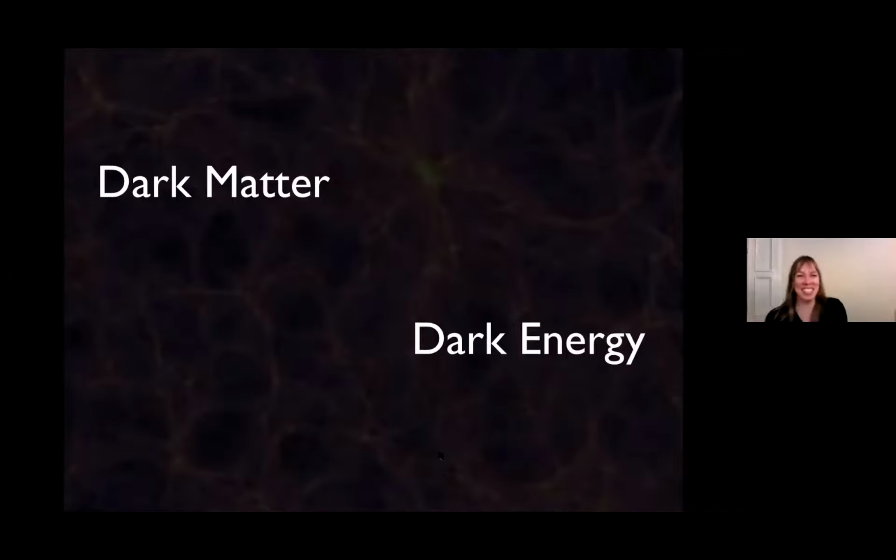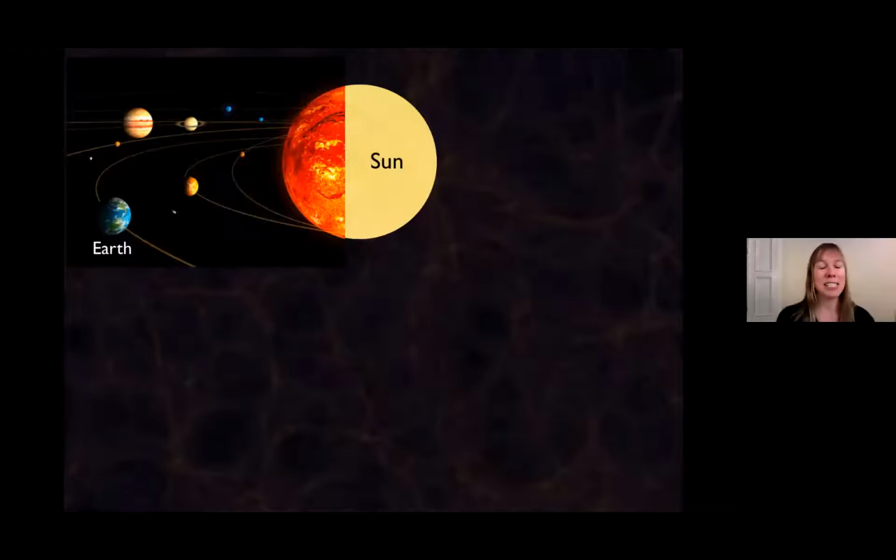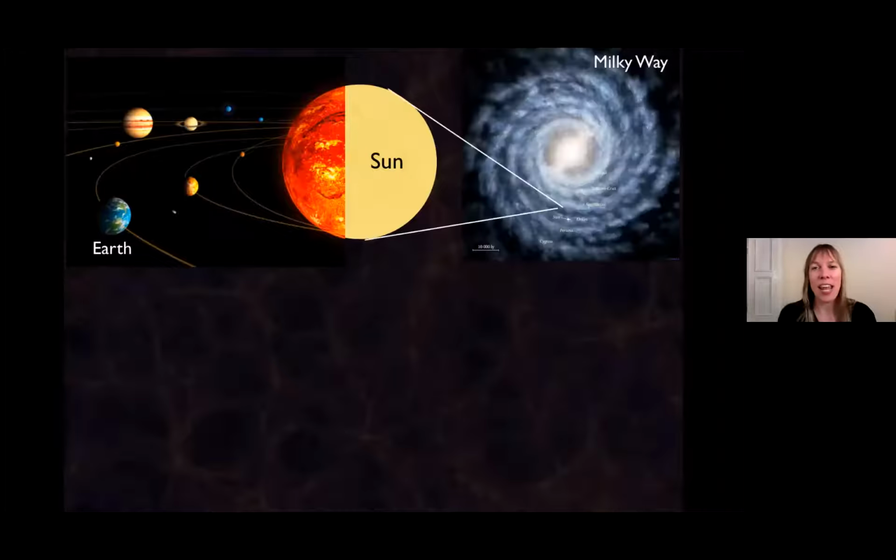Right. All right, let's make sure that we are all on the same page in terms of scale, because the universe is a very big place. So let's start off with the Earth. Of course, we know it's just one planet going around our sun, which is our local main sequence star. And our sun is just one star in over 70 million stars in our Milky Way Galaxy.